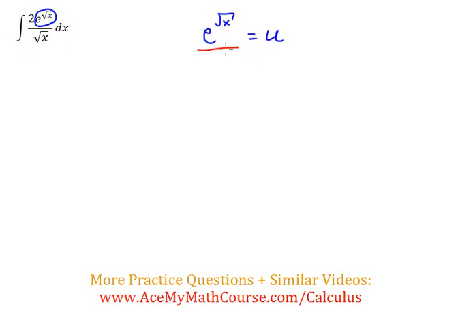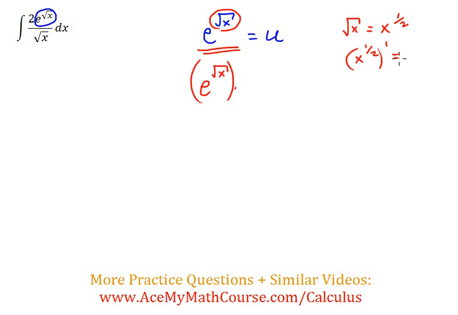And we're going to need to use the chain rule to determine the derivative of this. The derivative of e to the anything is just e to the anything. And the inside function in this case is the square root of x. So we're going to need to multiply this by the derivative of the square root of x. And what is that? Well, the square root of x is just x to the half.